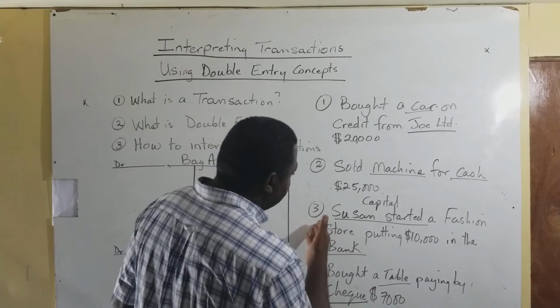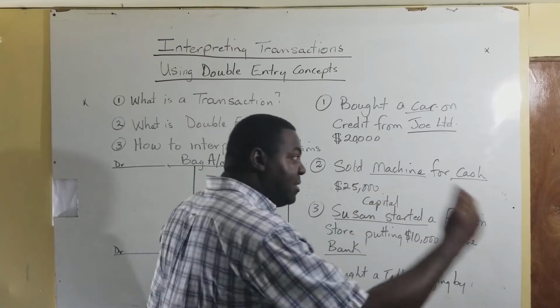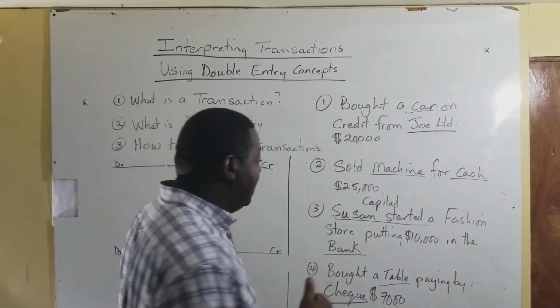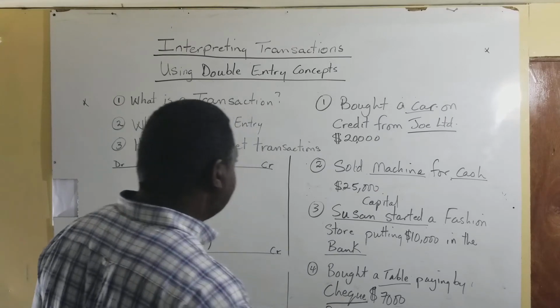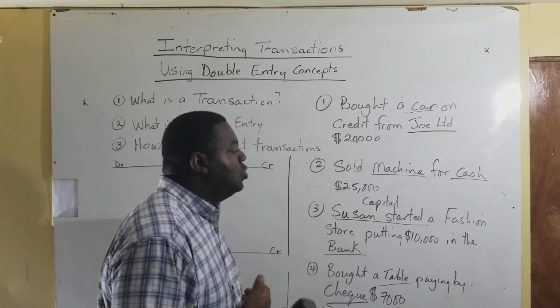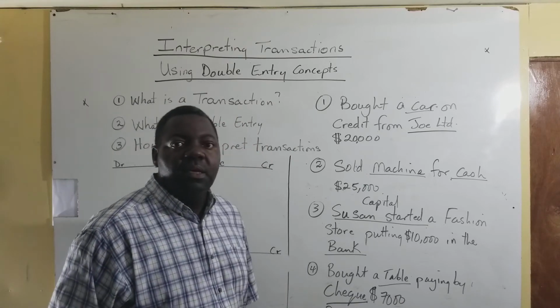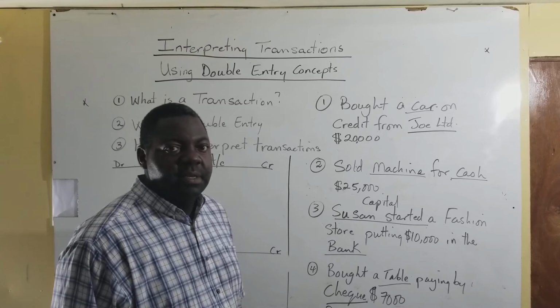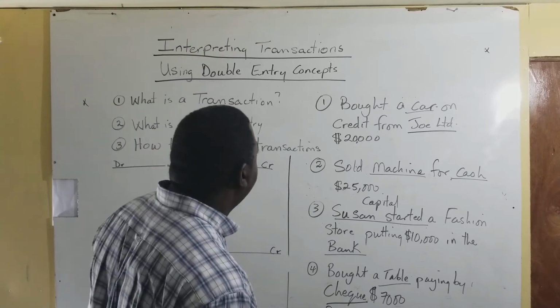And we go back to number 3. Once we are talking about starting a business, or putting something into a business to start it, it is going to be capital. All right, so we have now shown you how to interpret the transactions, and I want to recap before we close.